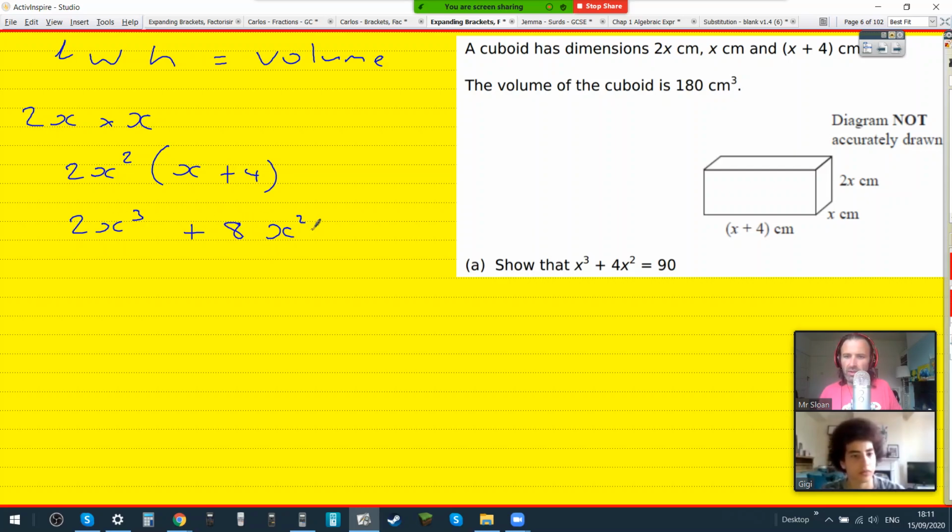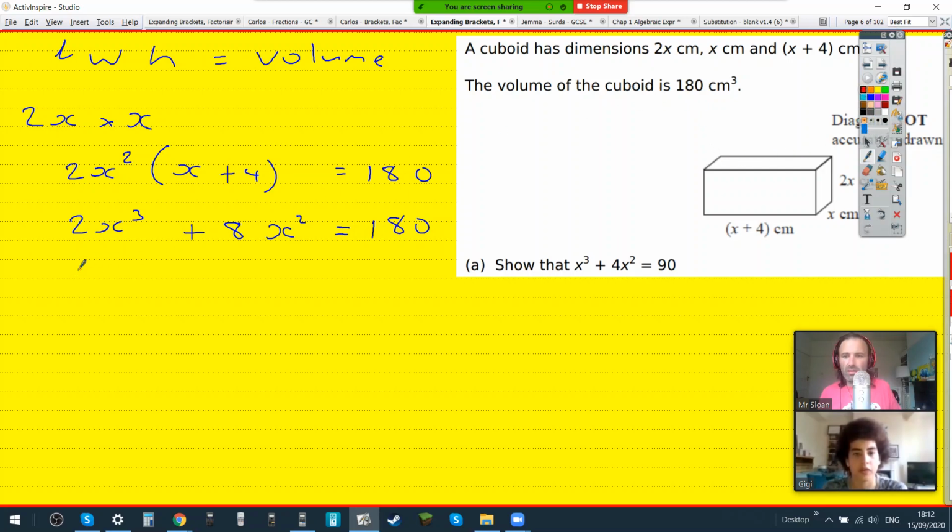So that's the volume in terms of x. What else is the volume? 180. And they want it to look like that. What do you have to do? So with half the 2 and the 8. So it'll be x cubed plus 4x squared equals 90, which is what they wanted. Great. Any questions about that? No.